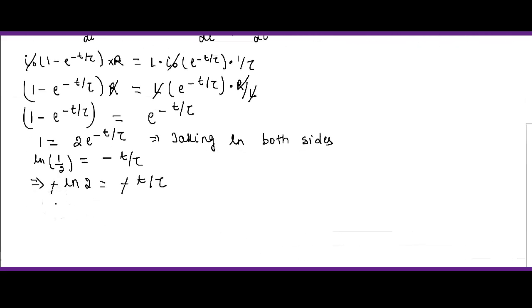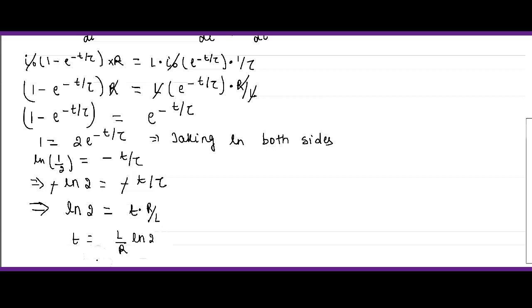So ln 2 is equal to t by tau, and as we know that tau is equal to L by R, t is equal to L by R ln 2. Putting the values of L and R, we get t equal to 2 ln 2. So this is the required answer we were looking for. Okay, so the answer is t equal to 2 ln 2.